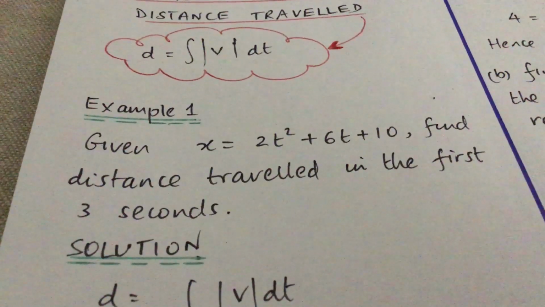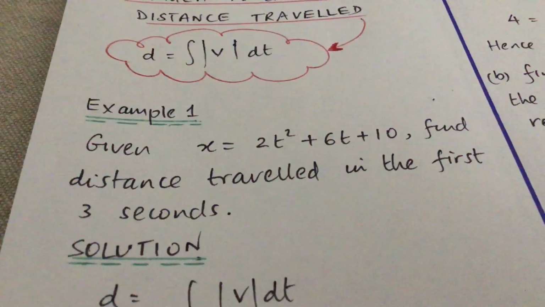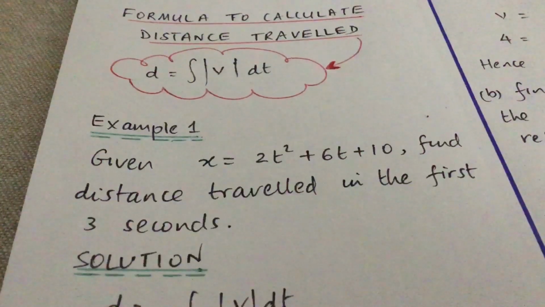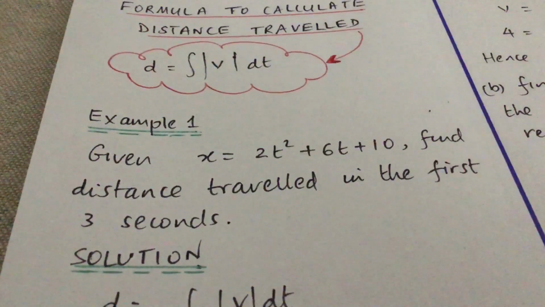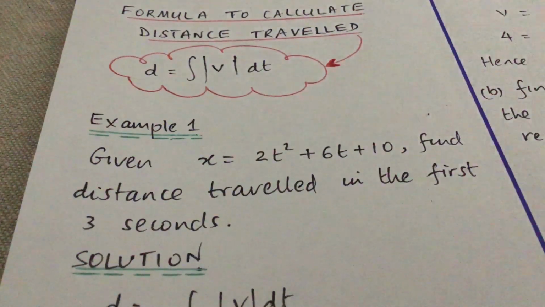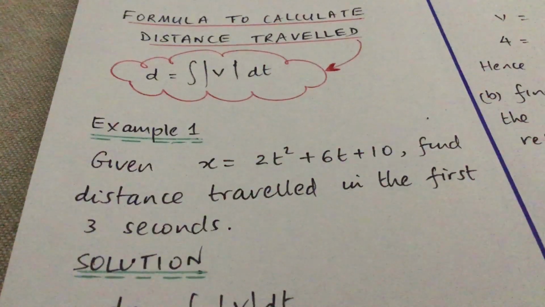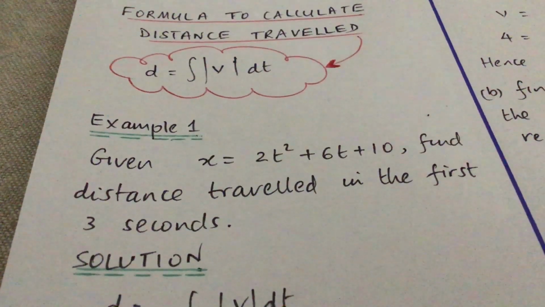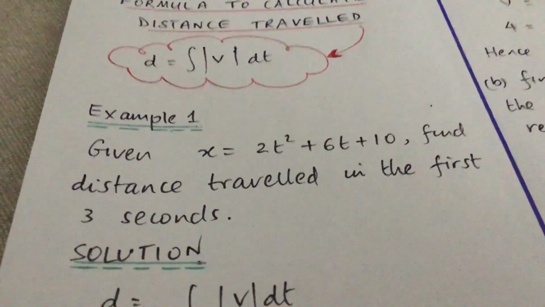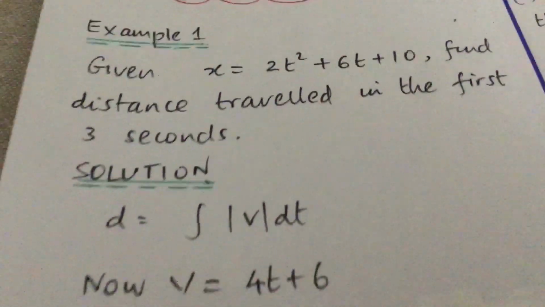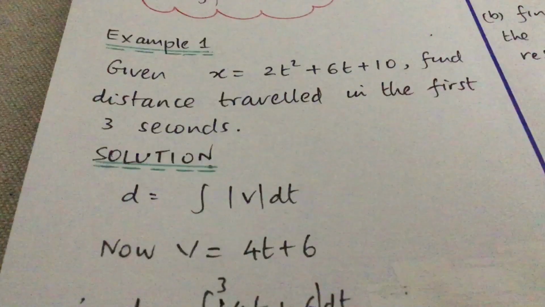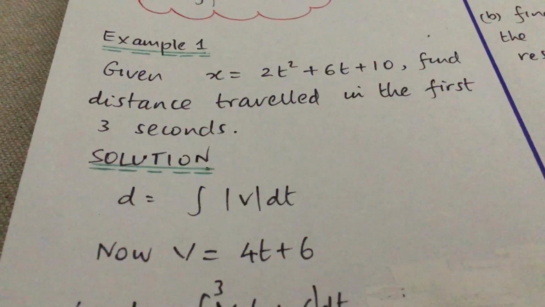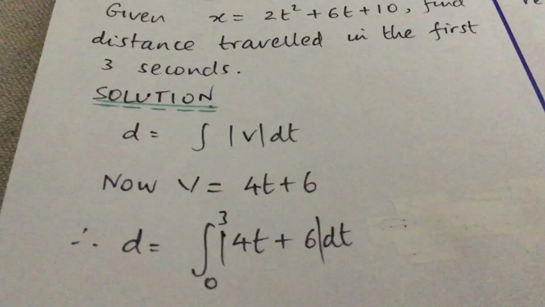Given x equals 2t squared plus 6t plus 10, find distance travelled in the first 3 seconds. Now to find distance travelled, we're going to use the above formula, which is d equals the integral of the magnitude of the velocity. So first we have to find the velocity and then use the formula. So the velocity is given by differentiating the displacement function, which gives us 4t plus 6, and then we use the formula.